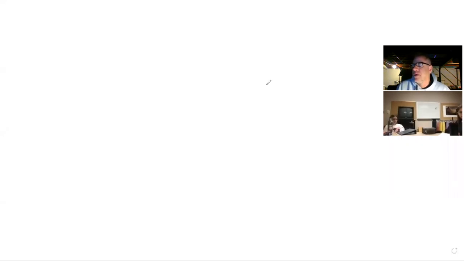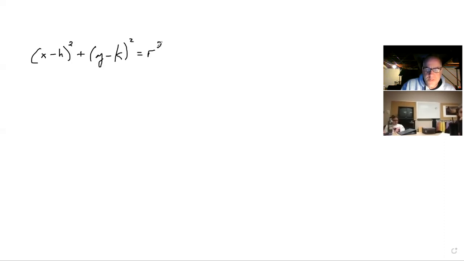Number 8, write the standard form of the equation and the general form of the equation of a circle that has a radius 9 and a center of 0, 0, and then graph. So again, standard form is quantity x minus h squared plus quantity y minus k squared equals whatever the radius is squared. And the center is the ordered pair h, k.